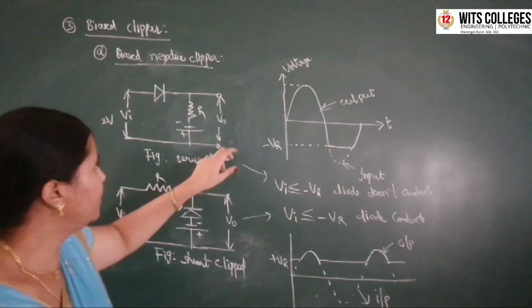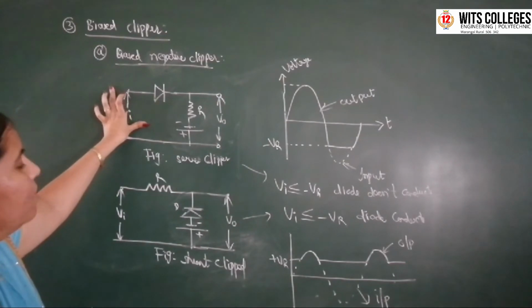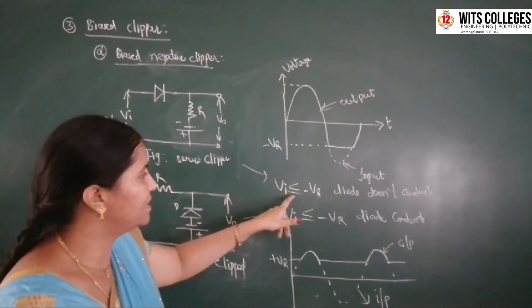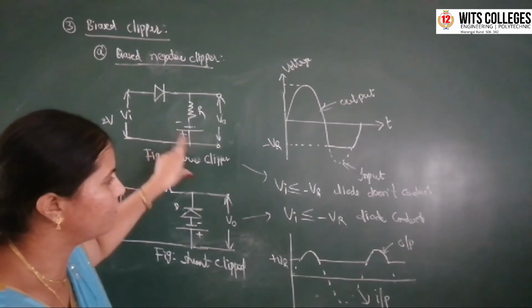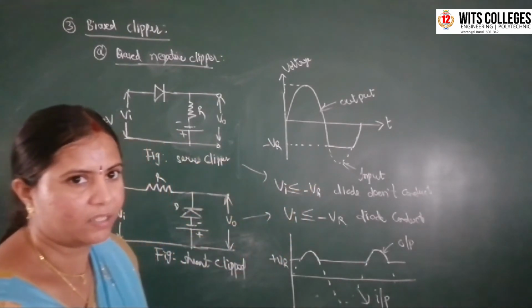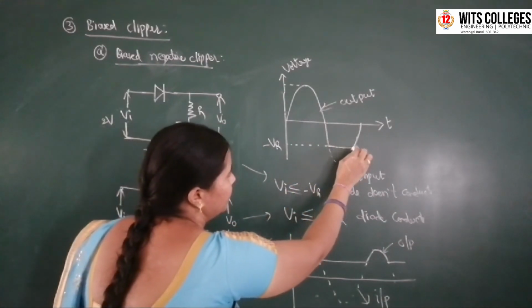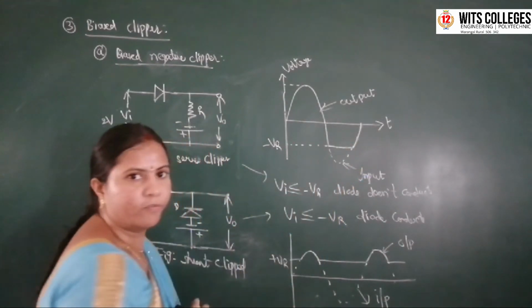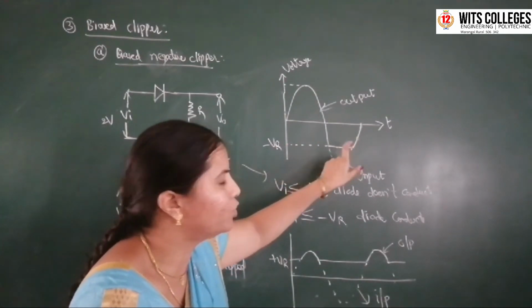Okay, so when we are giving the input signal to the series clipper, what will happen? When the input voltage is less than or equal to minus VR, the diode does not conduct. So up to here, up to minus VR, the signal is going to be clipped off. The signal is going to be removed.